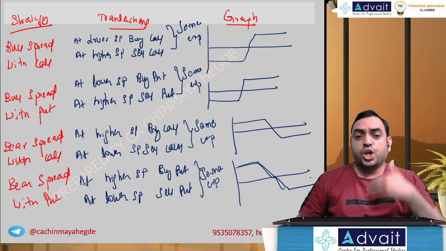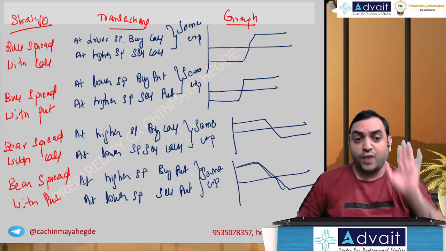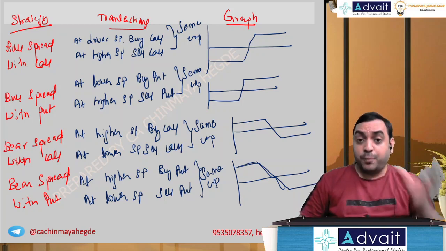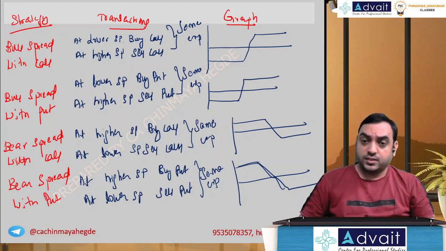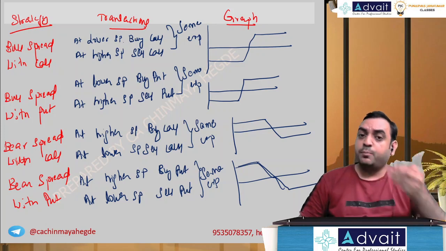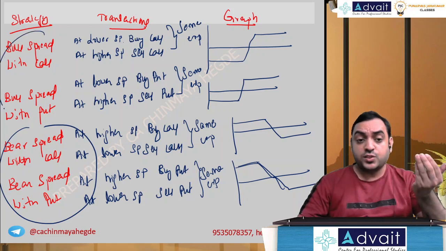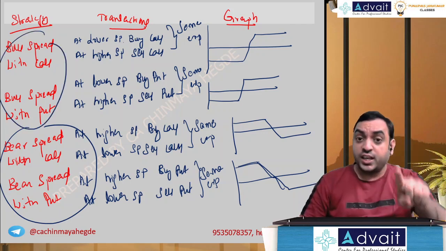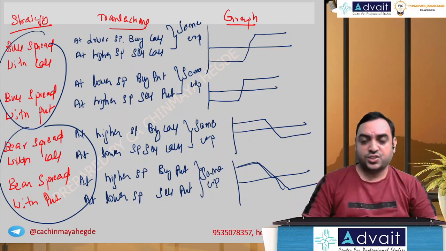So if they ask you which strategy gives you limited profit, limited loss, you have to select spread. Which strategy gives profit when the market comes down? Either you say bear spread with call or bear spread with put. Bull spread means profit when the market is up. So when I say spread, you should use either only call or only put, at a lower strike price and at a higher strike price.